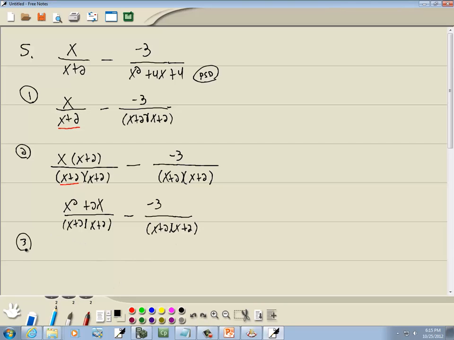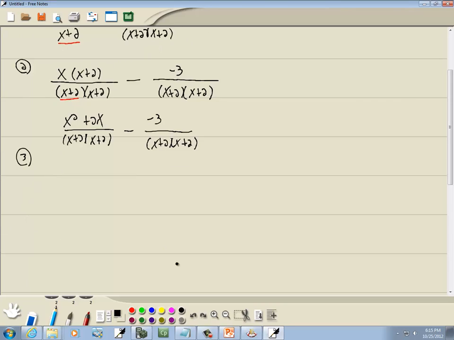Step 3. We want to merge these into a single fraction, add or subtract the top parts. Remember, if you have a negative out in front, that's going to flip a sign of everything up on top. So we're going to get x squared plus 2x plus 3 over (x plus 2)(x plus 2).